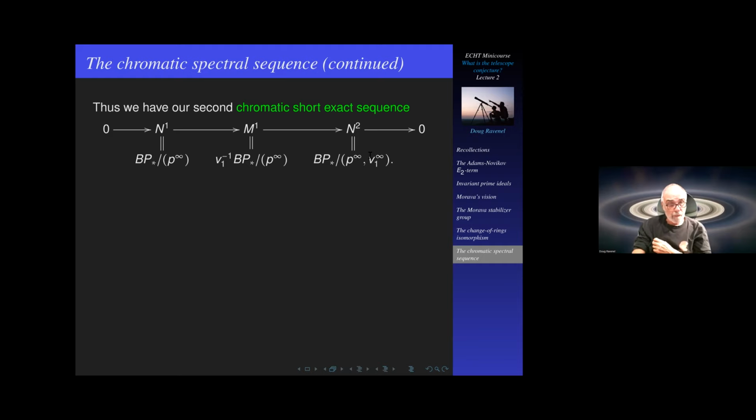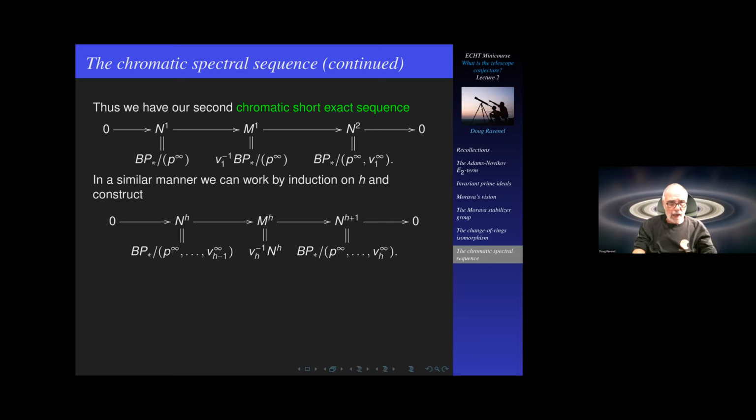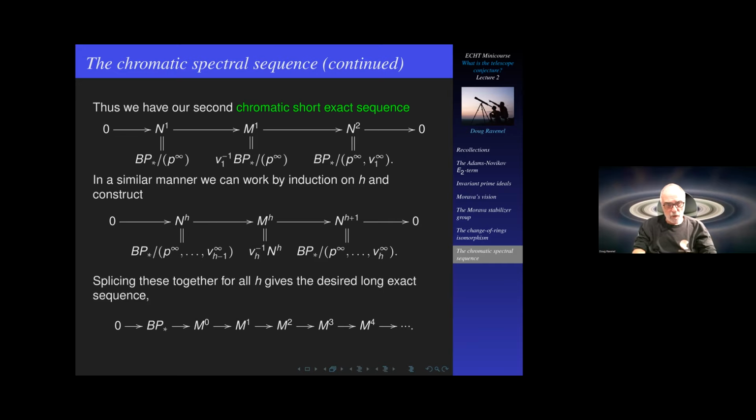So in a similar manner, we can work by induction, and in M2, we can formally invert v2 and so on. So we can define short exact sequences for larger values of h of this form. And then we splice all those together, and that gives us the desired long exact sequence. That's the chromatic resolution, and that leads to the chromatic spectral sequence.